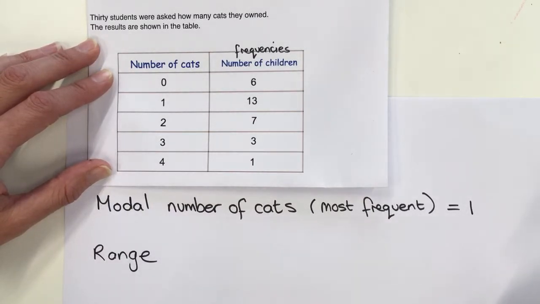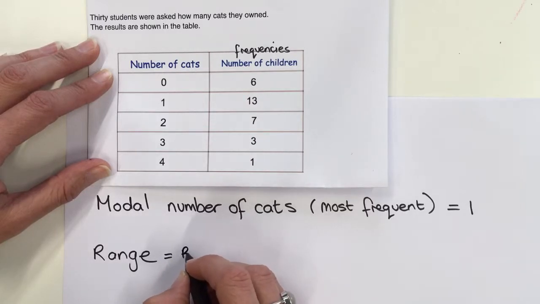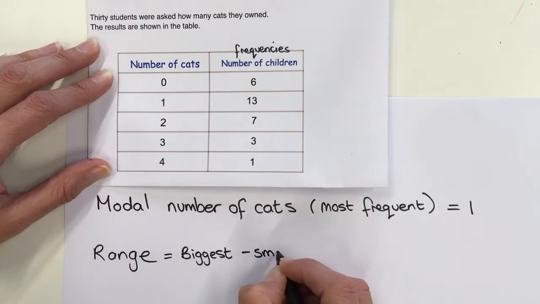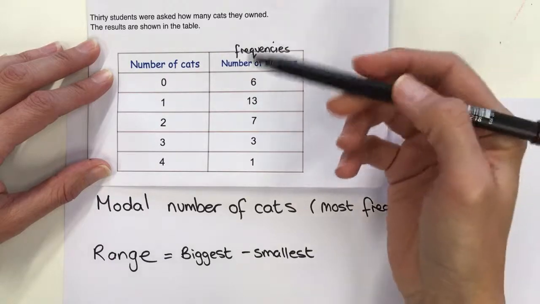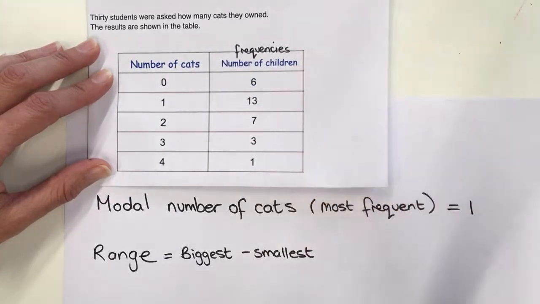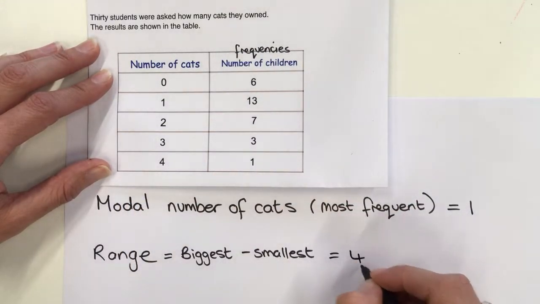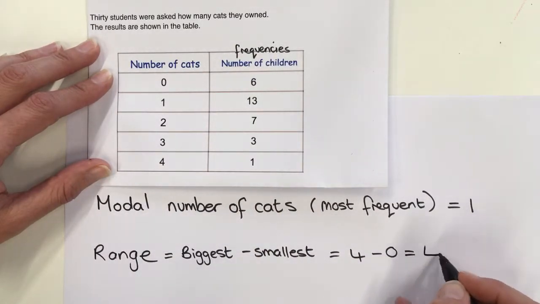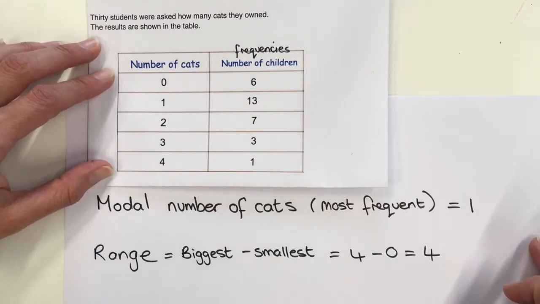Now when we want to look at the range, if you remember, it is the biggest subtract the smallest. We're not looking for the biggest subtract the smallest frequencies, we're looking for it in terms of the information we're talking about, which is the number of cats. So the biggest number of cats is 4, and the smallest number of cats is 0. So 4 take 0 is 4. So the range for the number of cats is 4.